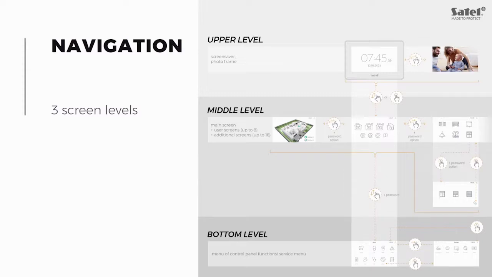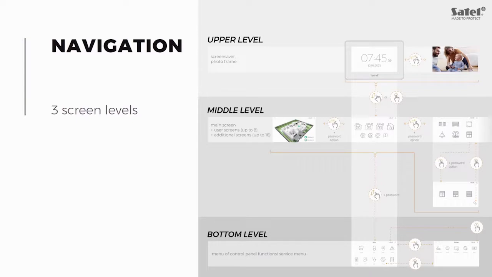The upper level features the screensaver. It can be set to display our default clock or act as a photo frame. On the middle level, we can find the main screen with different icons displayed, responsible for alarming the system. 3 icons to quickly call for help.